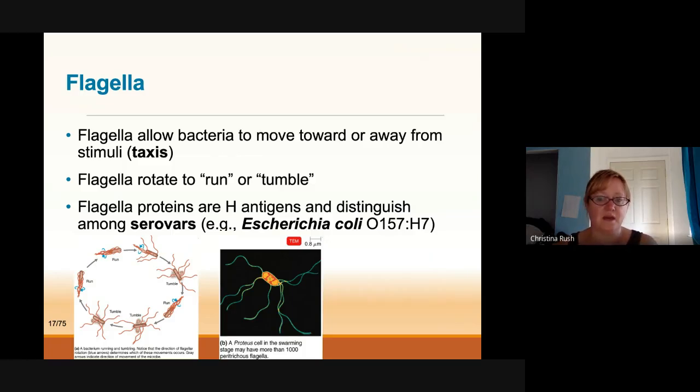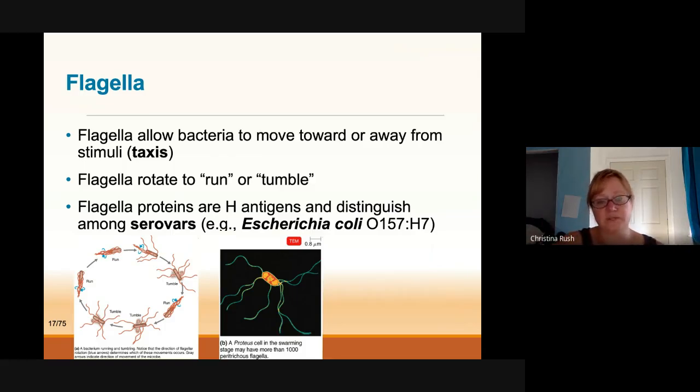So maybe you have taxis of a bunch of biofilm cells. They're sending out taxis stimuli to say, come join our biofilm. So those flagella, they can run or tumble, as it said in the video. When you have counterclockwise, you've got all the flagella working together and the cell will run. Or it's going to tumble when they're clockwise and the flagella spread out.